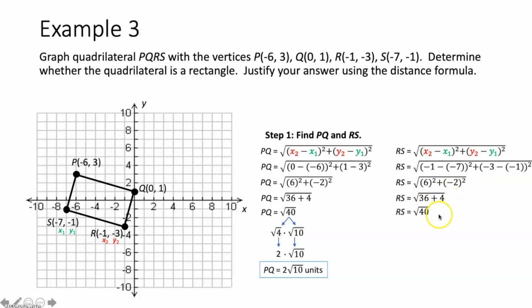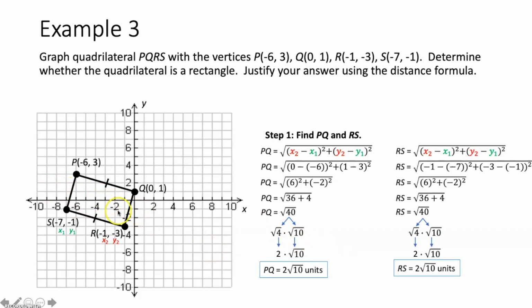36 plus 4 gives you 40, and again we have rad 40, so we could stop right here, and we know that those two are congruent to each other, or we can simplify this again just like we did over here. Remember, rad 40 breaks up into rad 4 times rad 10. We chose 4 because it's a perfect square, and the square root of 4 we know is 2. Rad 10 stays rad 10, so the measure of segment RS is also 2 rad 10 units, so we know those two segments have to be congruent to each other.